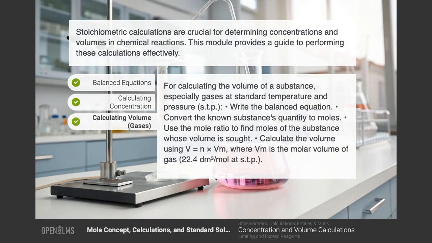For calculating the volume of a substance, especially gases at standard temperature and pressure, STP, write the balanced equation. Convert the known substance's quantity to moles. Use the mole ratio to find moles of the substance whose volume is sought. Calculate the volume using V equals n times Vm, where Vm is the molar volume of gas, 22.4 dm³ per mol at STP.